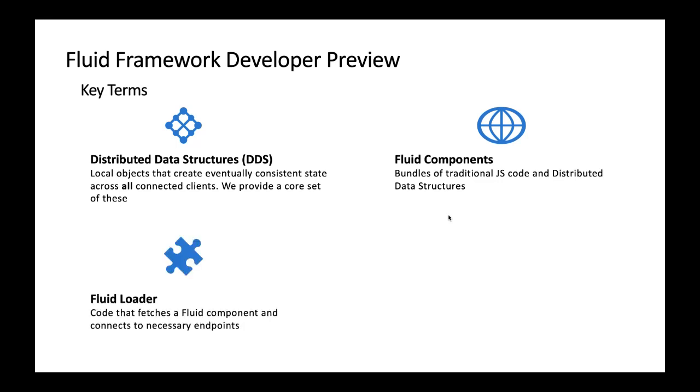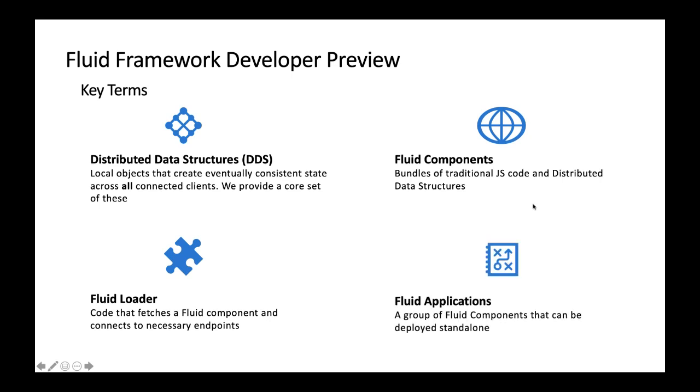So this is a snippet of code that you include on your application if you want to be able to host Fluid components, and the Fluid loader fetches a Fluid component and connects it to the necessary endpoints so that it's up to date and connected to the other clients. So it's pulling in that bundle of business logic and distributed data structures and making sure it's live and in sync. And then lastly, we've got our Fluid applications. These are groups of components that can be deployed standalone and viewed on their own.